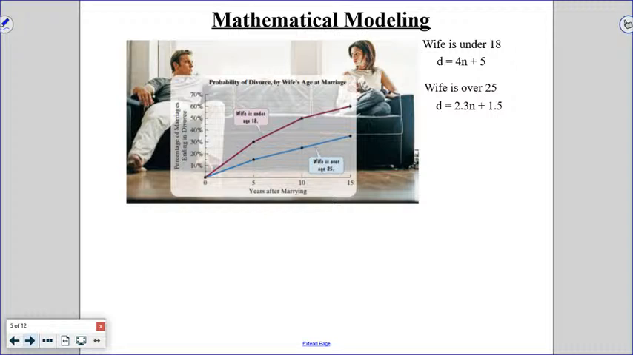Now, with that being said, this right here, 4n plus 5, take you back to algebra 1 again real quick. You guys remember this equation right here?